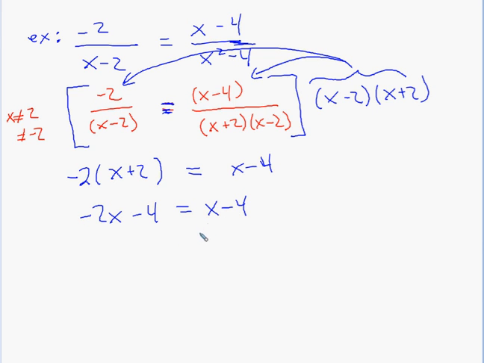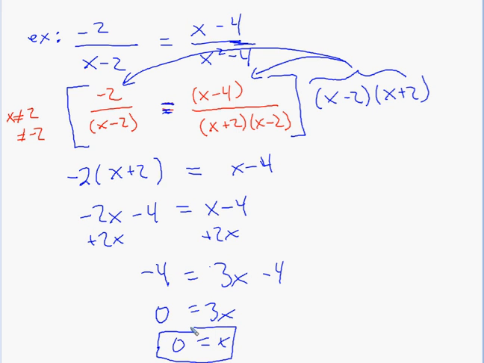Now what? Now you solve it. So add 2x, so negative 4. Okay, so he says add the 2x, that's fine. And then add 4. Negative 4 equals 3x minus 4. Now what? Add 4. 3x equals 0, so 0 equals 3x, and x equals 0. Okay? Now, I need to check.